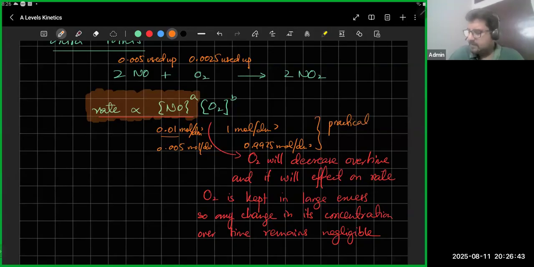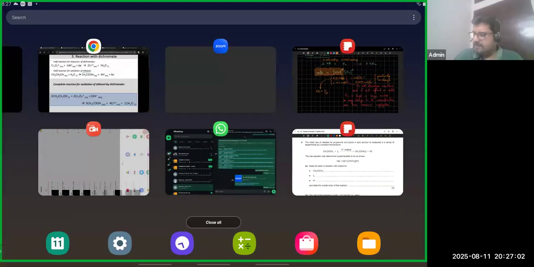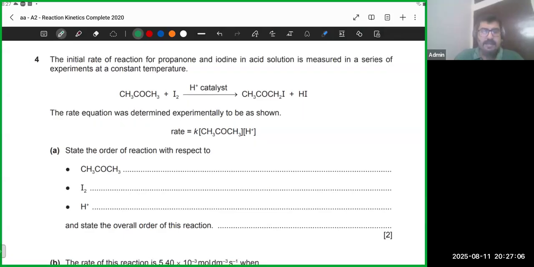No change in practical terms, or negligible change. And here the significant change is that NO's concentration decreases by half. So that comes especially handy in P5. Anyways, he's seeing the rate equation.